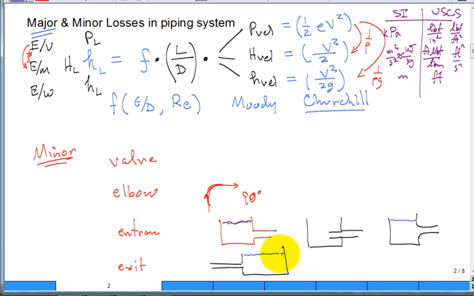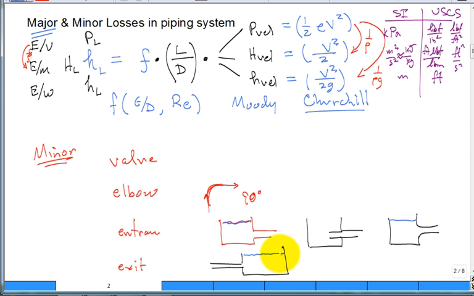Anybody else remember any loss coefficient? Diverging, yeah, that would be changing the diameter. So we're going in a long pipe, and yet we're having to split, like T's and Y's, yeah. And so you have loss coefficients. It can get a little complicated on those.